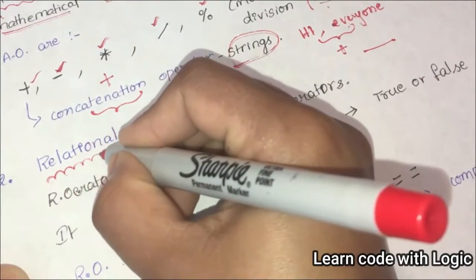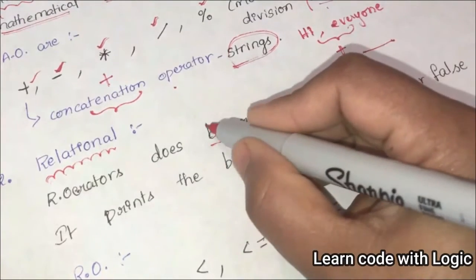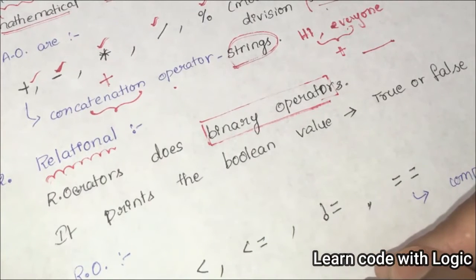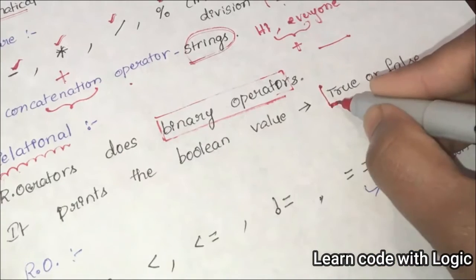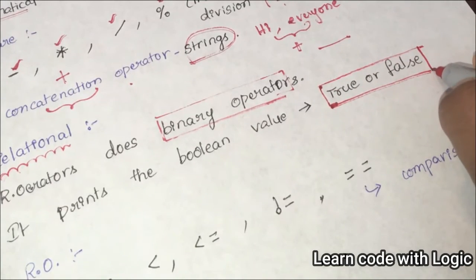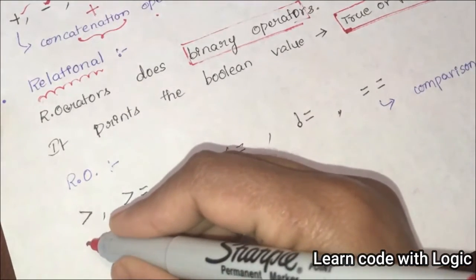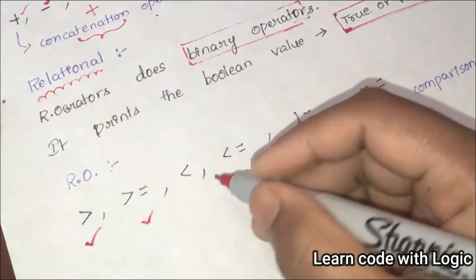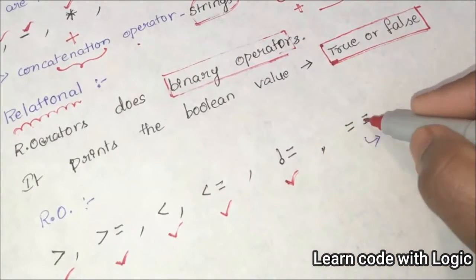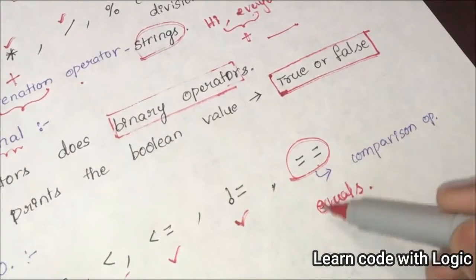The second type of operators are relational operators. Relational operators do binary operations, which means they print a boolean value. Boolean means true or false. It does comparisons and prints whether the statement is true or false. The types of relational operations are greater than or equal to, less than or equal to, not equal to. This is equal to. Equal to means it compares whether both are equal or not.